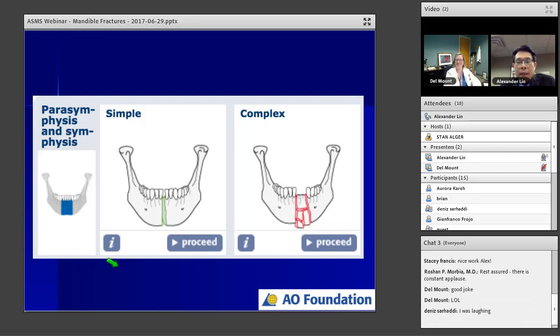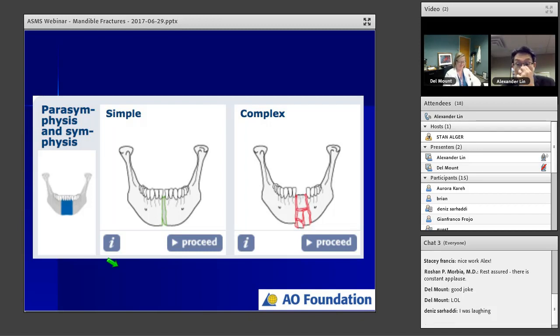So we can classify parasymphysis and symphysis together, and this is a great website. I think one of the 2 best references are the Ellis Book of Surgical Approaches to the Face and the AO Foundation website. Excellent guides that'll help residents and junior attendings. So they're classifying this as simple and complex, so I think that's a very reasonable way to look at it.